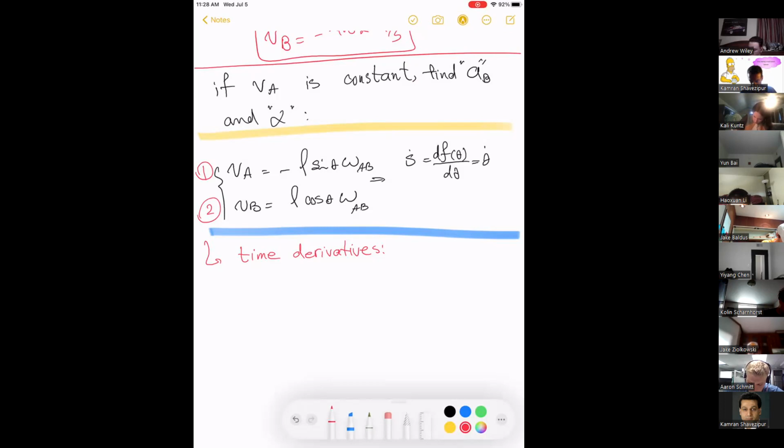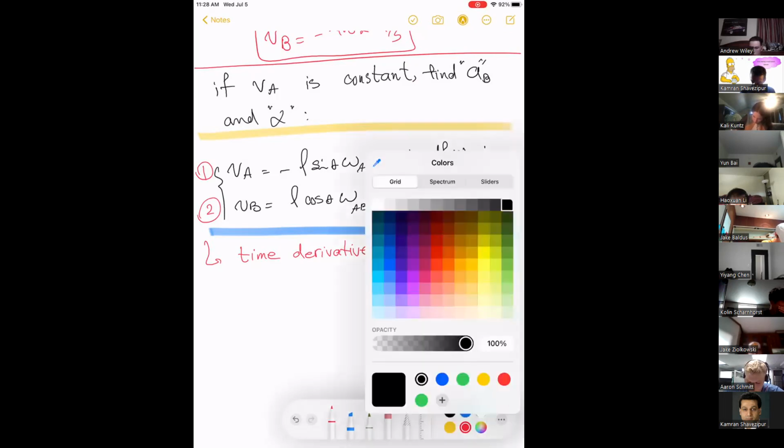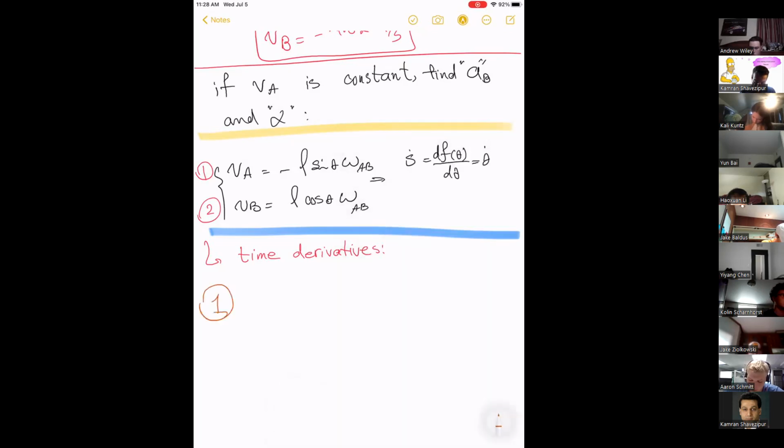Okay. So equation 1. The time derivative of VA is going to be AA. Here you have minus. The time derivative of sine is going to be cosine theta times omega. And then you have another omega.